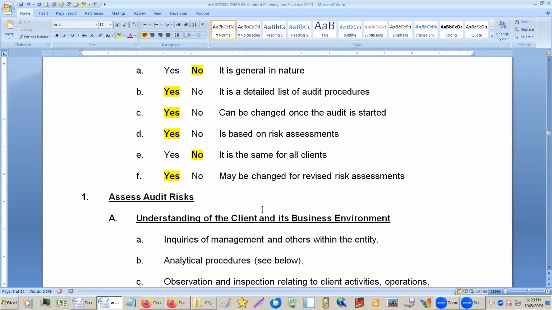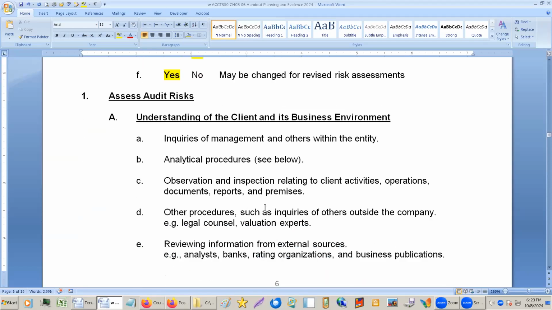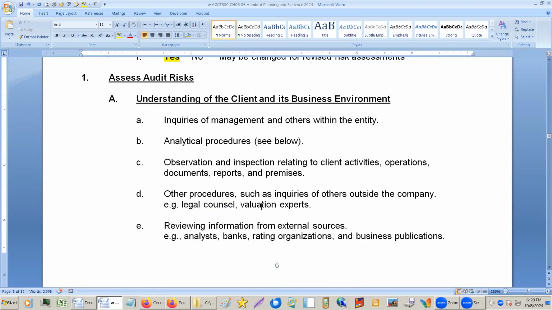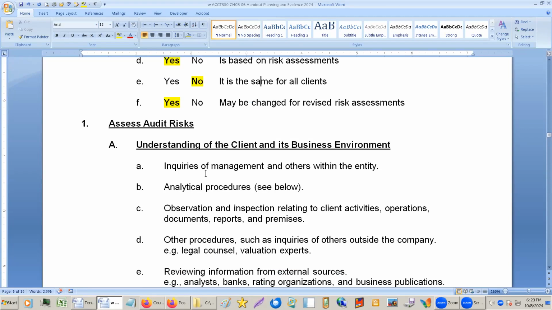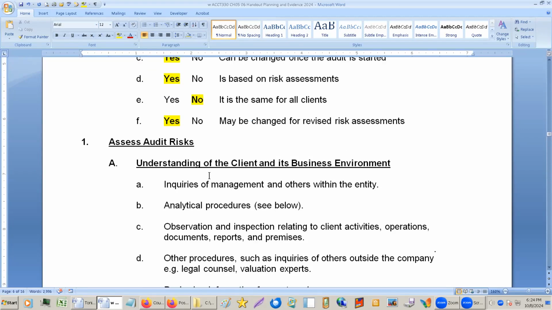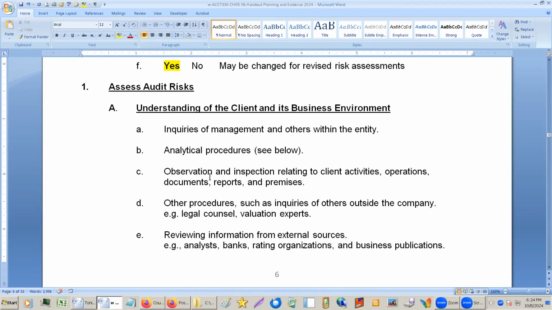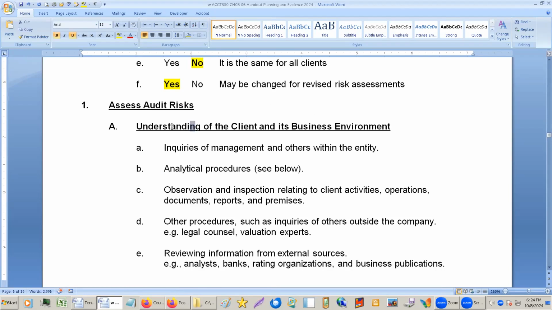All right, assessing audit risks. You will literally sit down and think about those things that could go wrong. Now, there are some things that are automatic. For instance, auditing cash has risk because cash has a value to everybody.